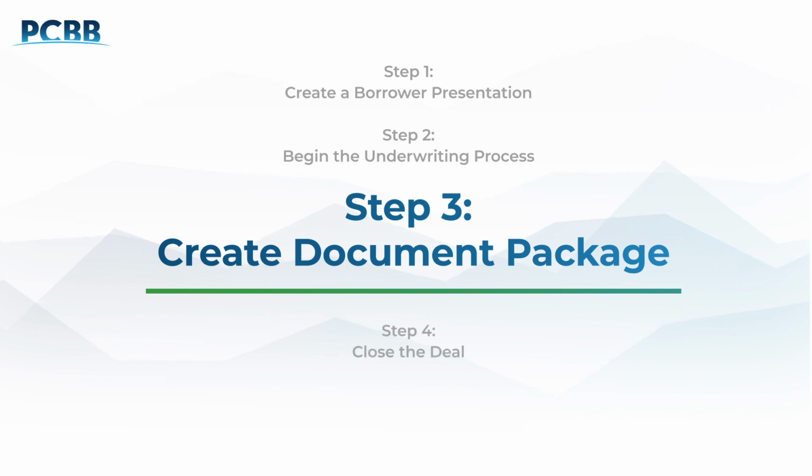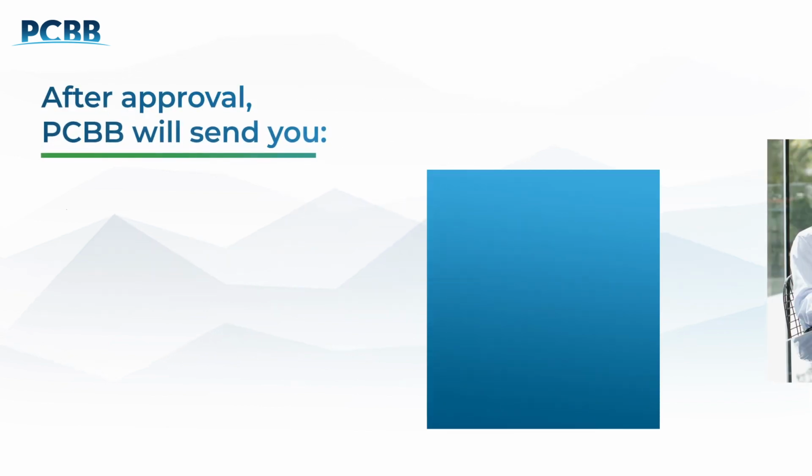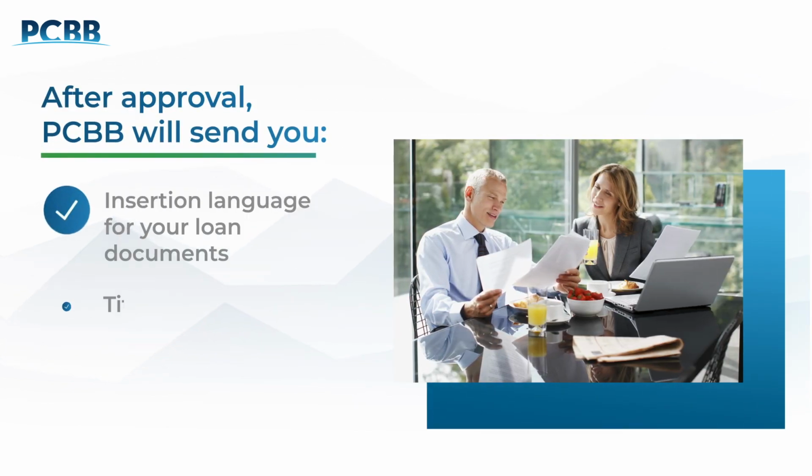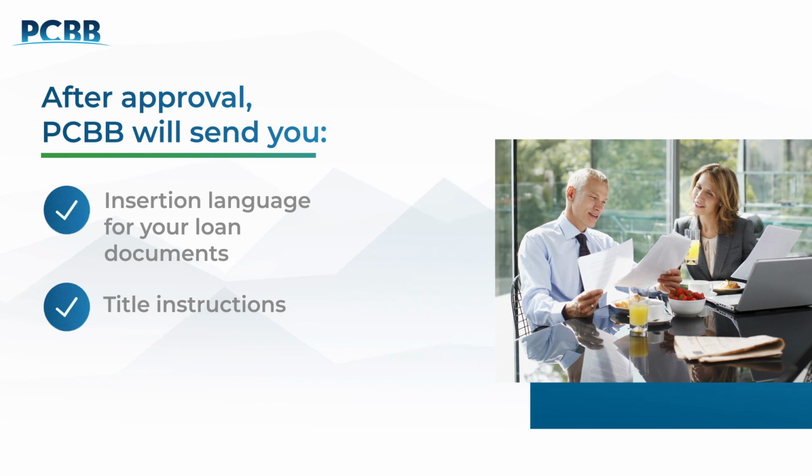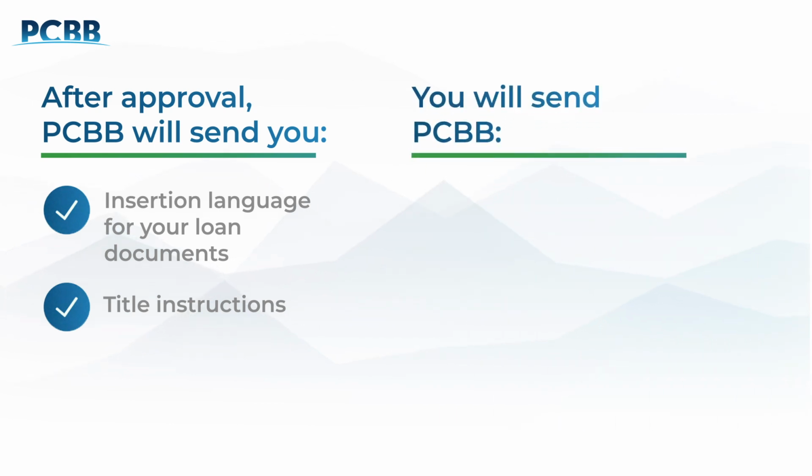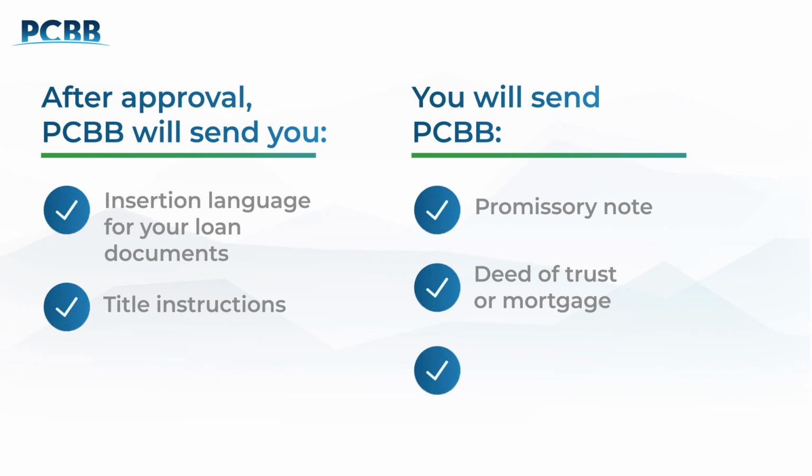When the loan is approved for the hedge, we move on to the next step of your BLP deal, creating the document package. At this point, we'll send you insertion language for the loan documents and title instructions. You'll then need to provide our BLP team with a draft of your loan documents containing the BLP insertion language for our review. These documents will include the promissory note, deed of trust or mortgage, and other relevant loan documents.